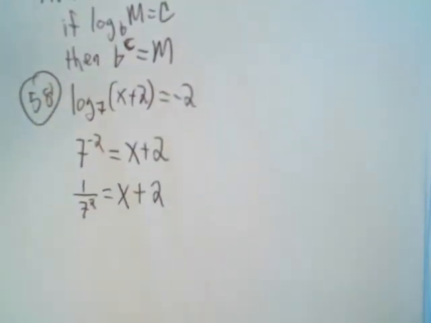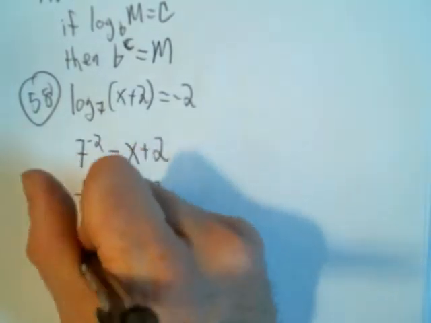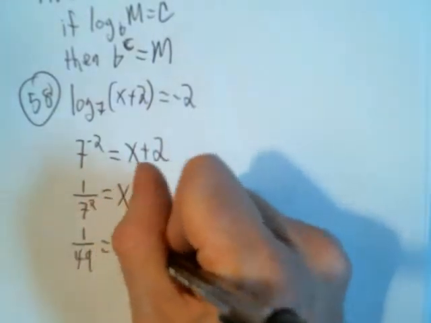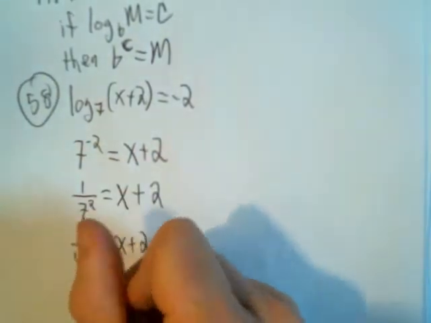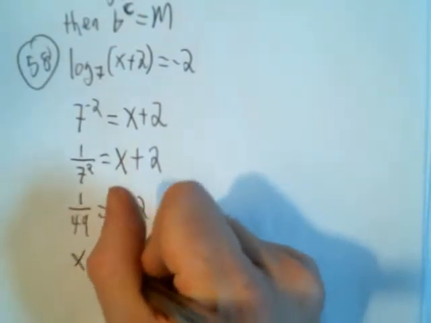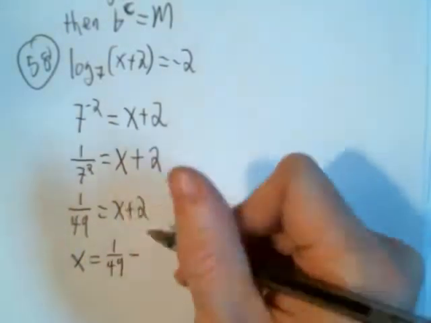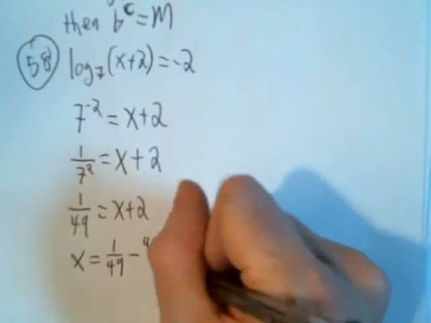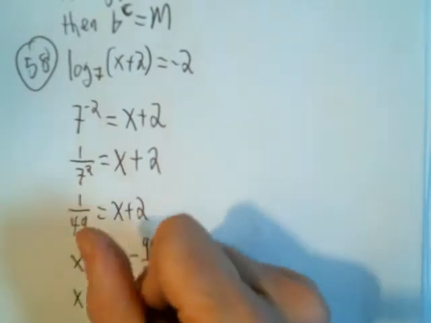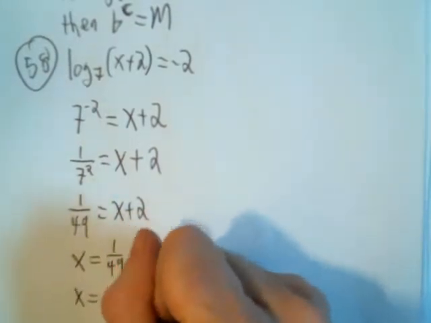And I want a nice answer. I'm not using my calculator, okay? 1 over 7 squared is 1 over 49, equals x plus 2. And then isolate x. So x is equal to 1 over 49 minus 98 over 49, because 2 is the same as 98 over 49. So x will equal -97 over 49.